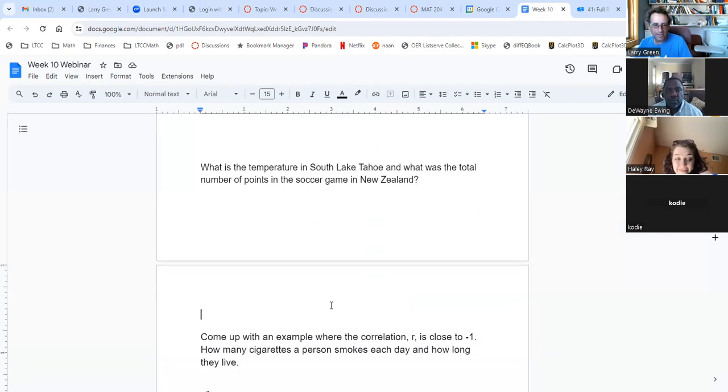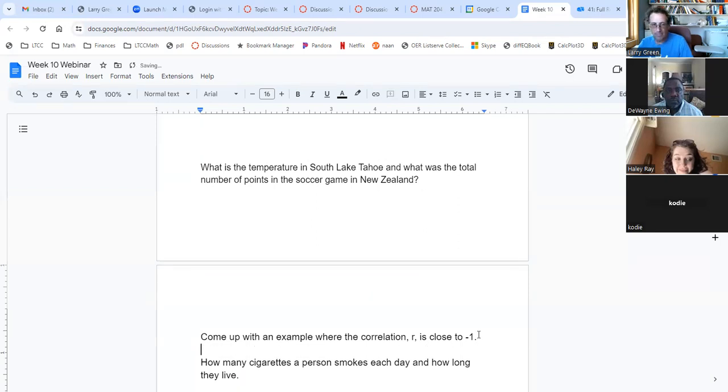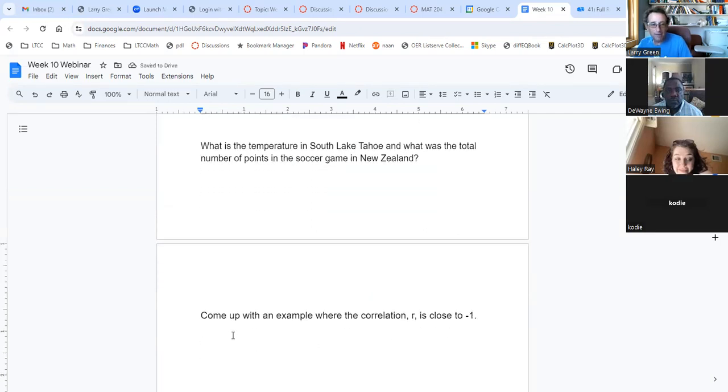Okay, how about this one? Let's see if you can come up with an example where the correlation is close to -1. Not perfectly -1, but close to -1. See if you can come up with an idea. So it'd be two survey questions or two pieces of data you're collecting, two data values.